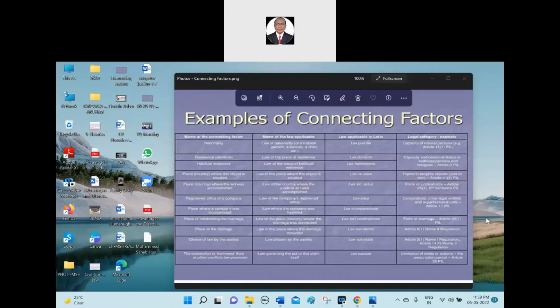Lex voluntatis: the choice of law by the parties is called lex voluntatis. Choice of the forum by the plaintiff is called forum convenience. The last one is the connection borrowed from another conflict of laws provision. I repeat, the connection is borrowed from another conflict of laws provision.